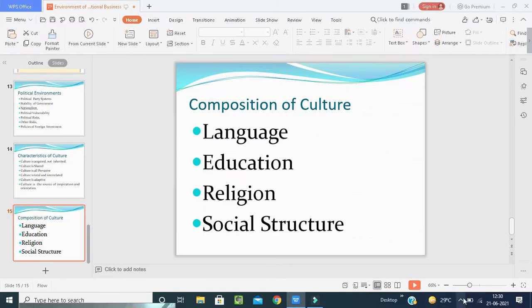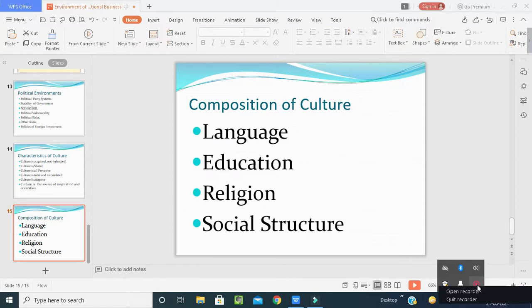So this is the term where we are going to learn about culture. By this, it means political culture and environment, international business and culture, how the culture should be there in international business. By this, we have completed our first unit, international business.